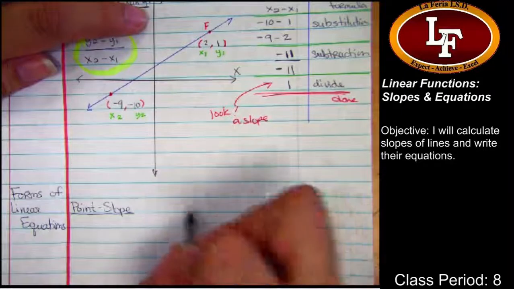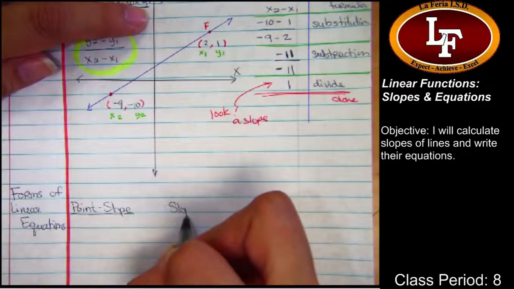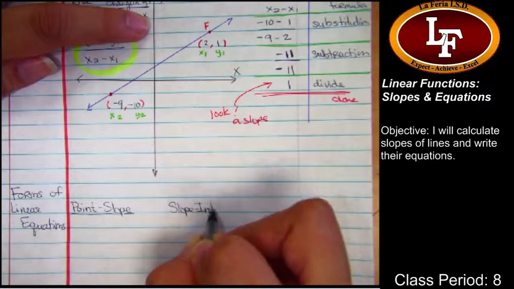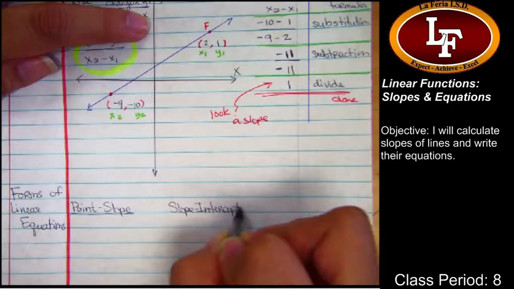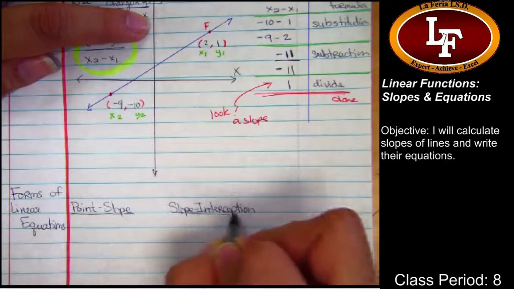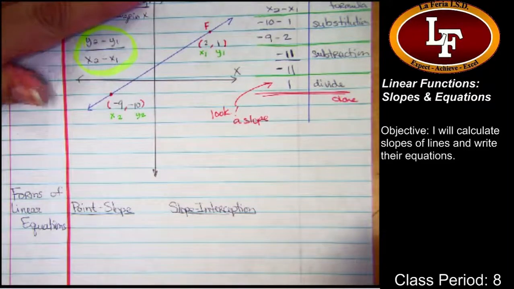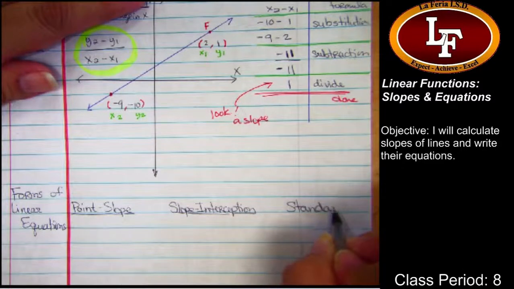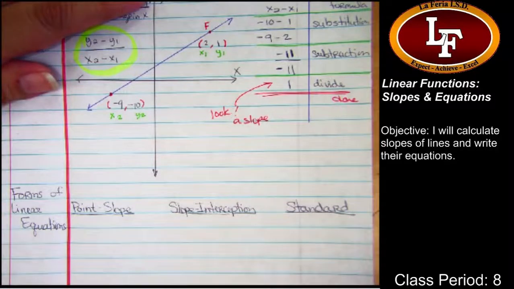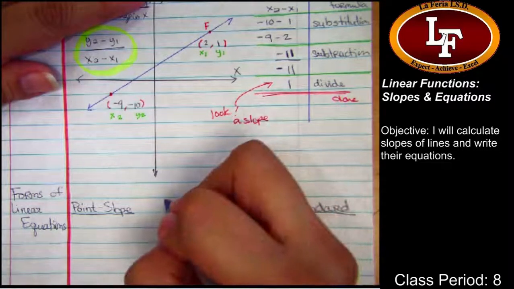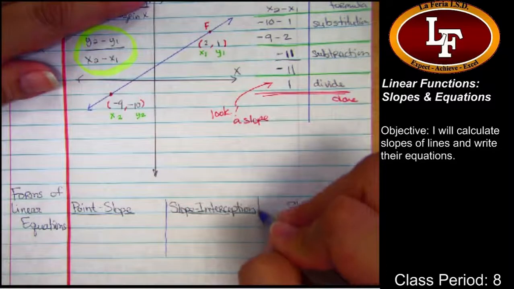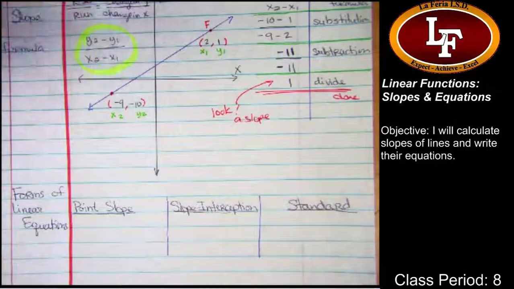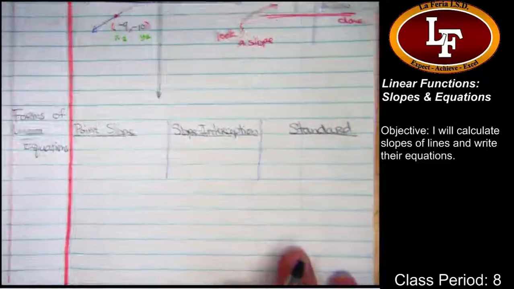Here's the next one. Slope-intercept. Oh, yeah. Awesome. Here's the last one. The last one is standard. Oh, yeah. Nice. Oh, yeah. Good job. All right, and I'm putting little division bars between them, separating them out a little bit.